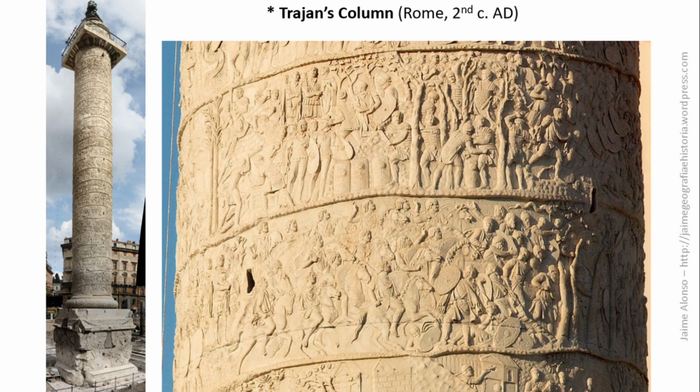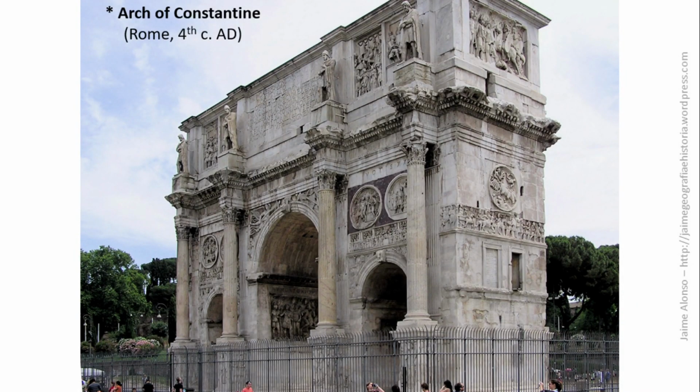Trajan was the emperor under which the Roman Empire reached its maximum expansion after he conquered Dacia, modern-day Romania. The shaft of the column tells the whole story about this military conquest with different scenes. The second type, the commemorative arches, also celebrate military victories.